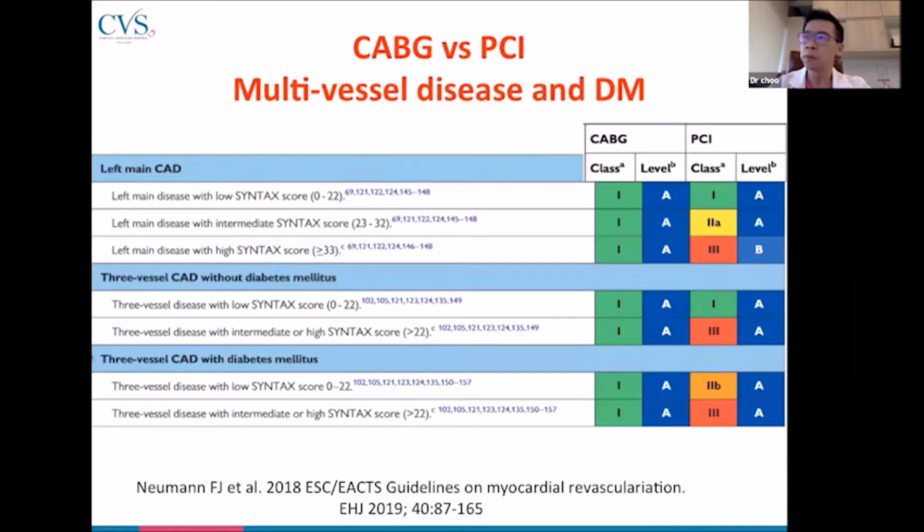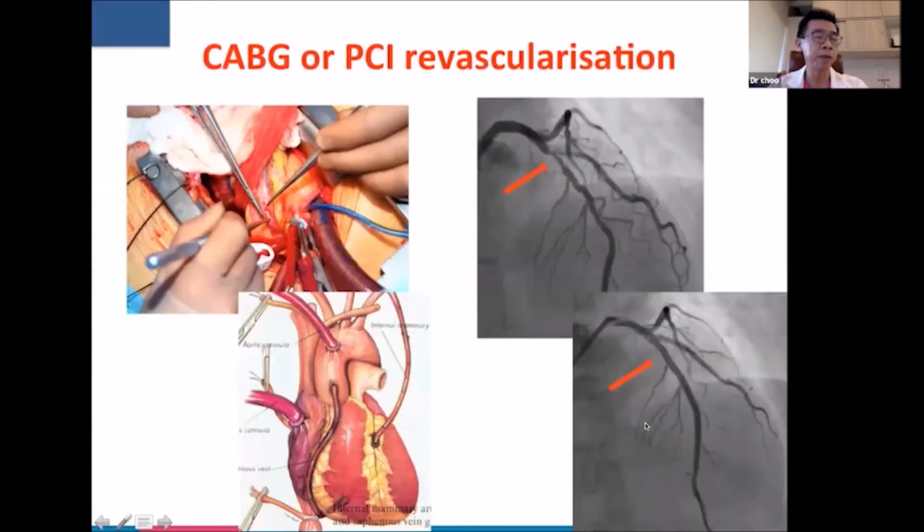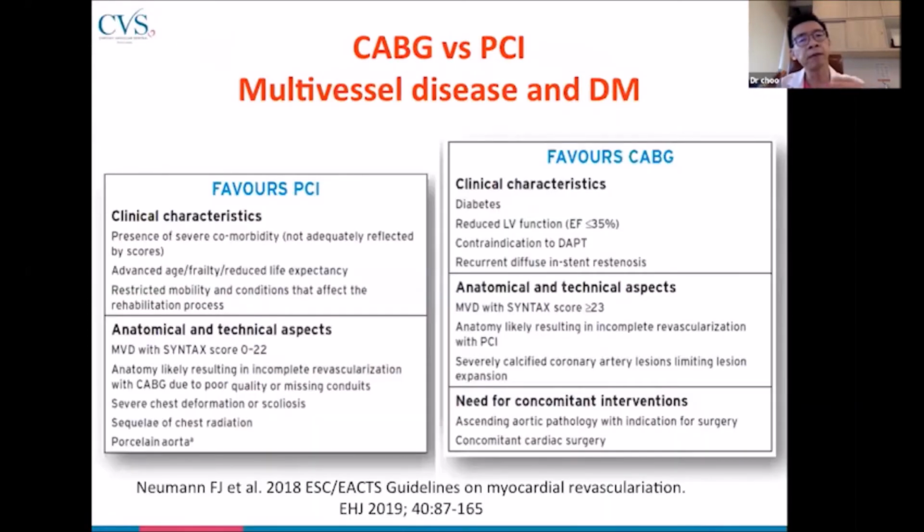So the guidelines 2 years ago highlighted that if you have three-vessel disease with a complex anatomy, this is a high SYNTAX score, CABG is better than PCI. If you have three-vessel disease with diabetes, class 1 indication for CABG, not for PCI. So that is one consideration of how you choose. So there are data to guide us. There are some things that favor CABG, for example, if you look at poor LV function, diabetes, and so on. But there are some patients that cannot undergo CABG because of comorbidities, COPD, and so on. So there are other factors that you need to consider.